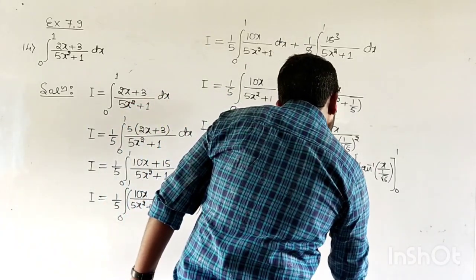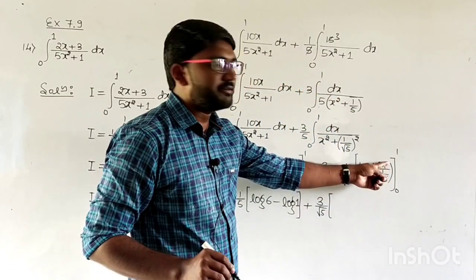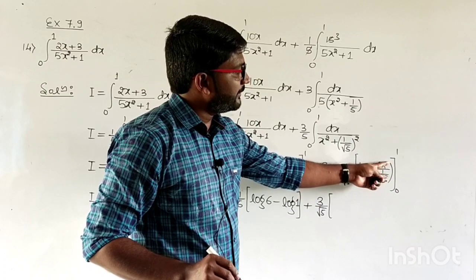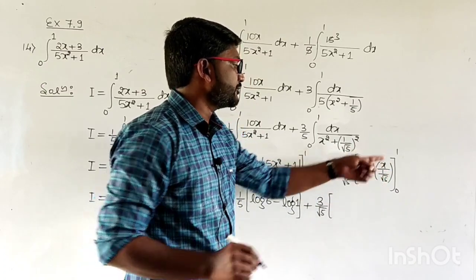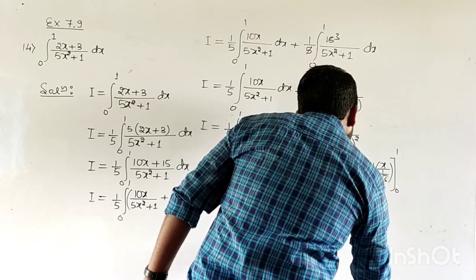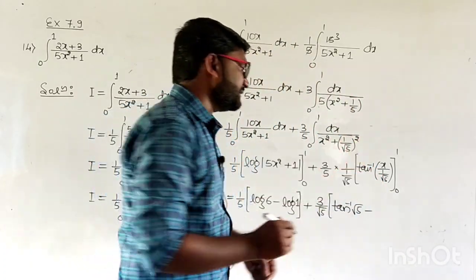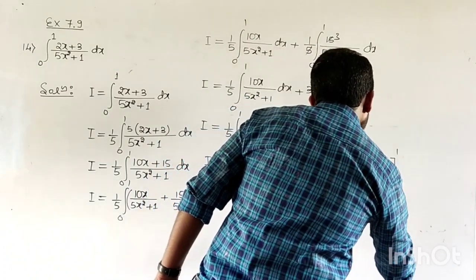Then here let us go for the upper limit now. In place of x, I have to write 1. So that means 1 divided by 1 by root 5. Root 5 goes to the numerator. It is tan inverse root 5 minus 0. Tan inverse 0 is 0. So we get this step.